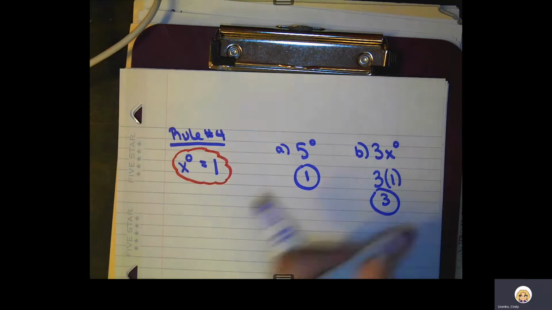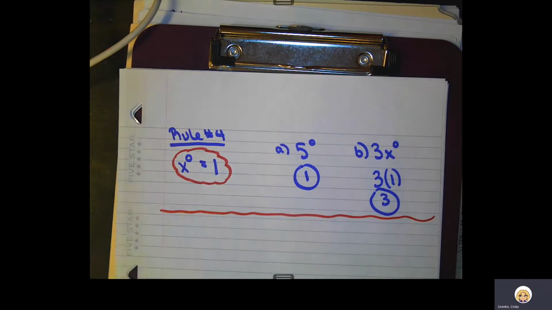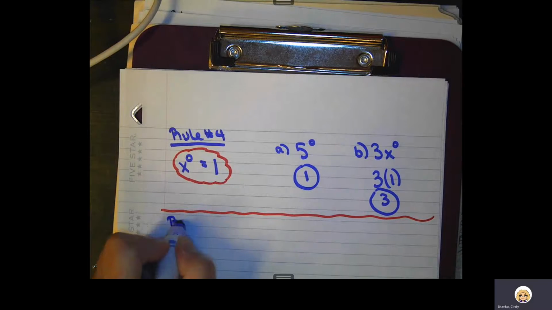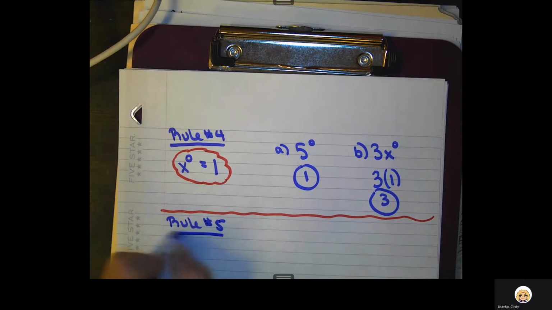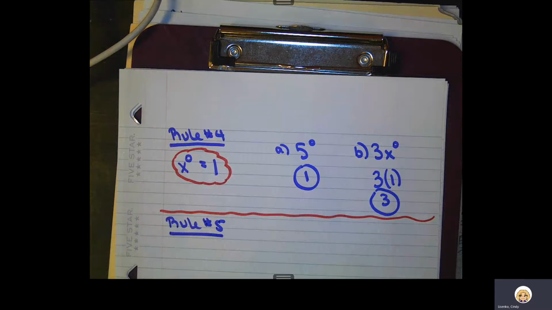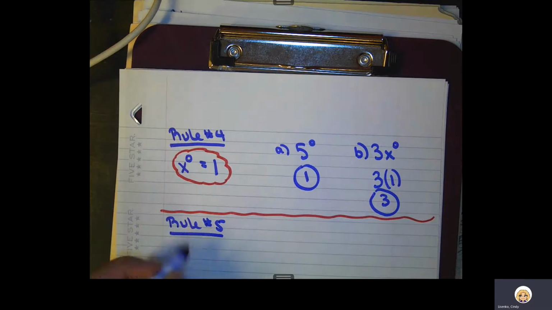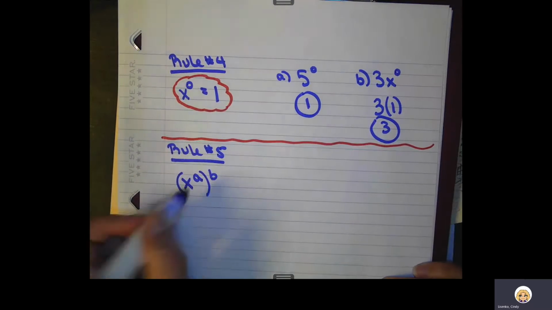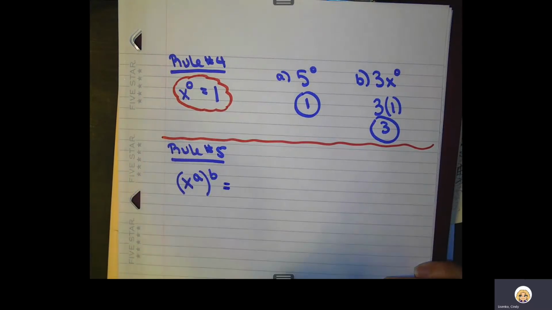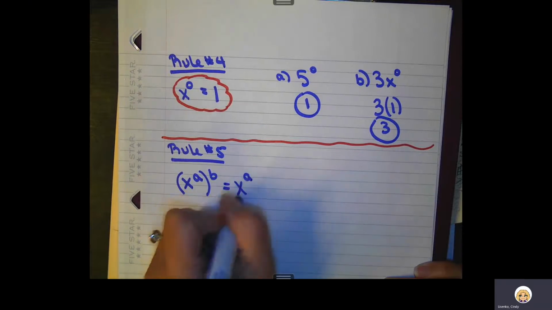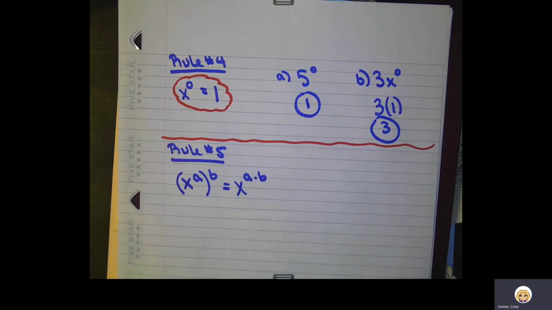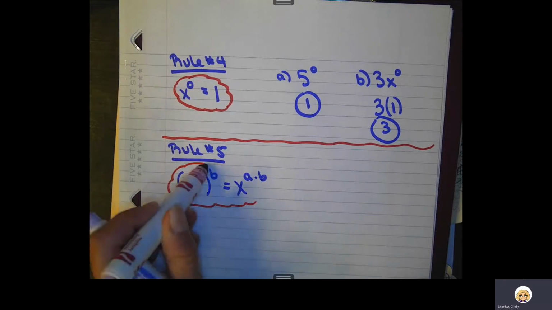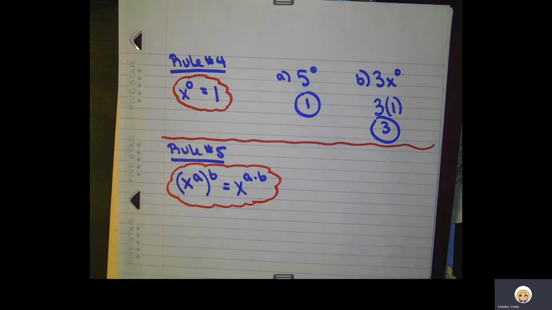All right, next rule. This will be rule number 5. If we have something that says x to the a power, and then on the outside, in parentheses, we have another exponent, what we do is we multiply those exponents, so it just becomes a times b. So we can write x to the a times b power. So this is our rule. Anytime you see an exponent on the outside, you multiply the exponents.